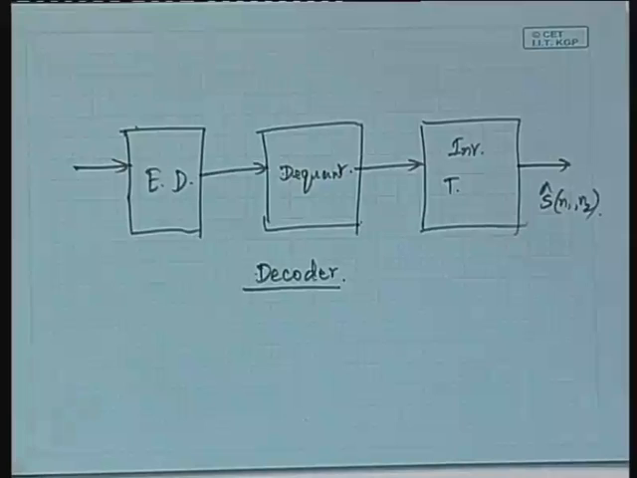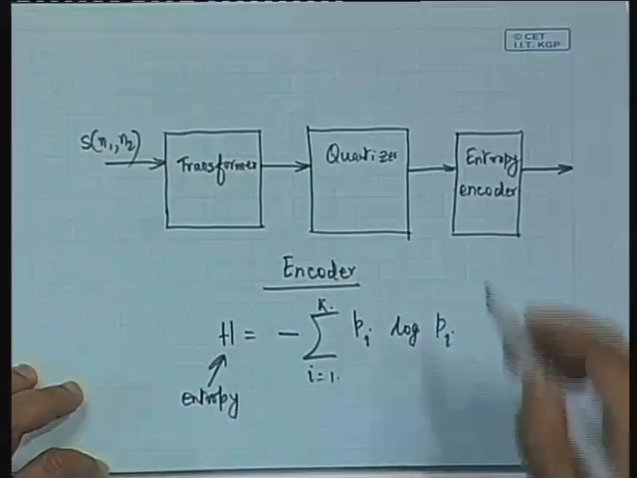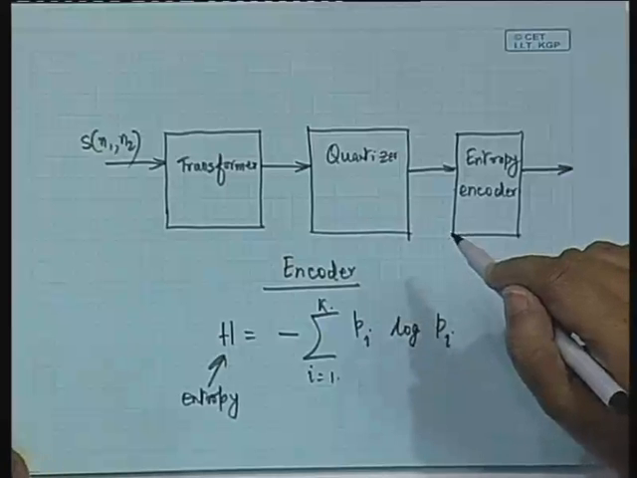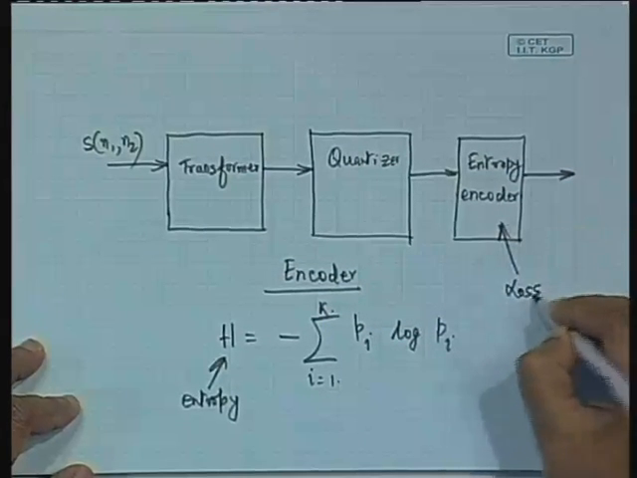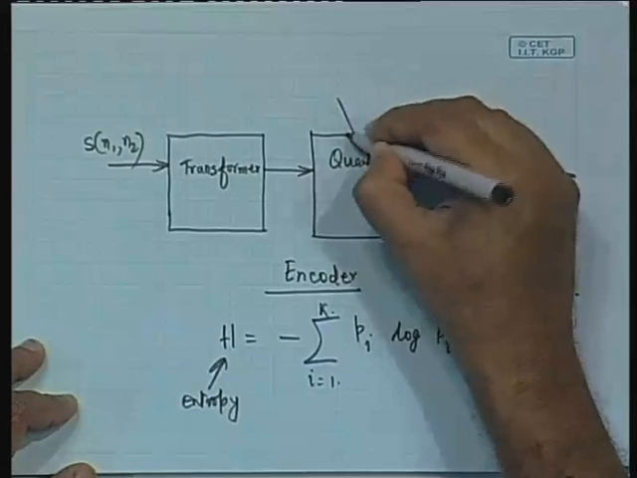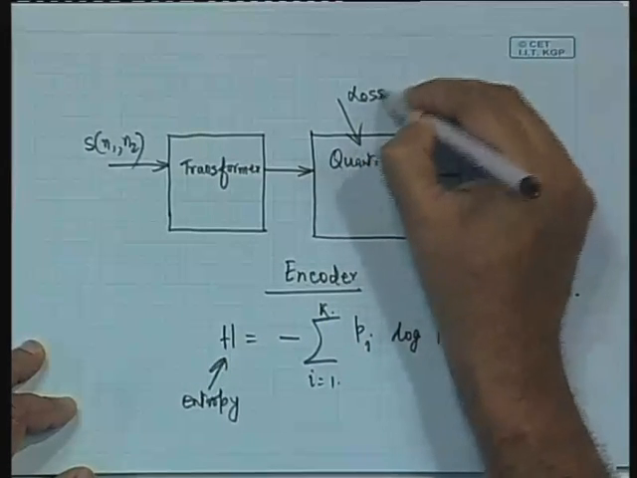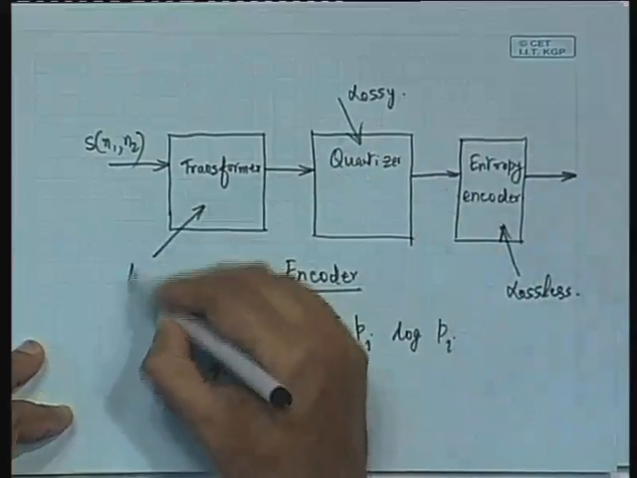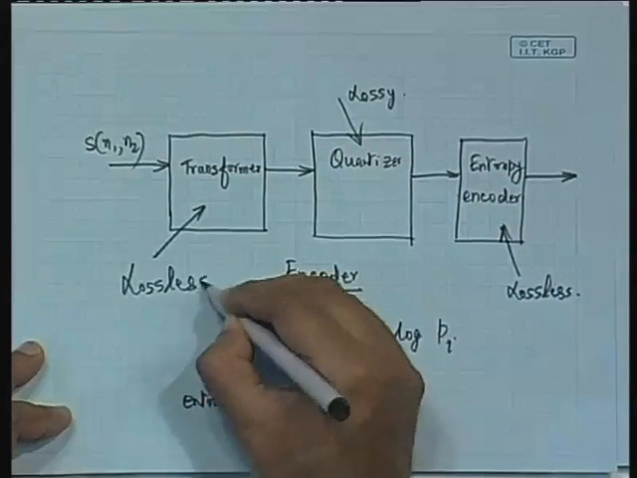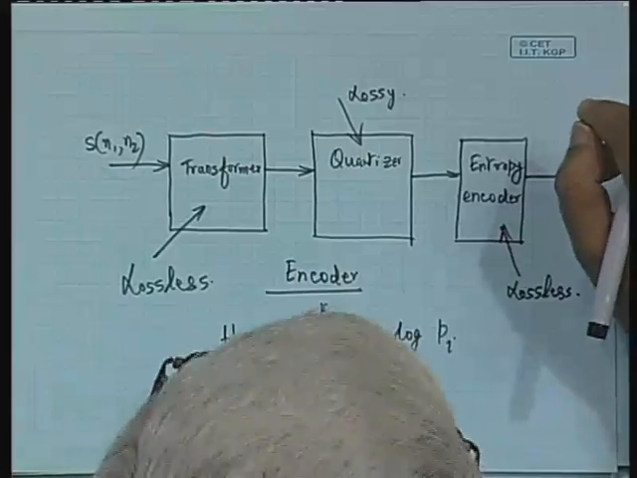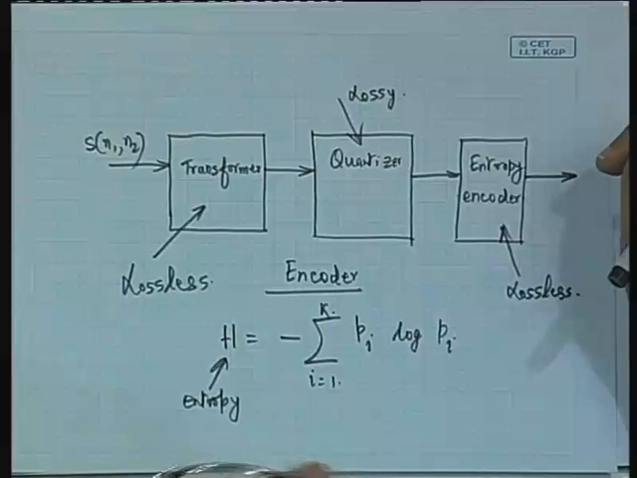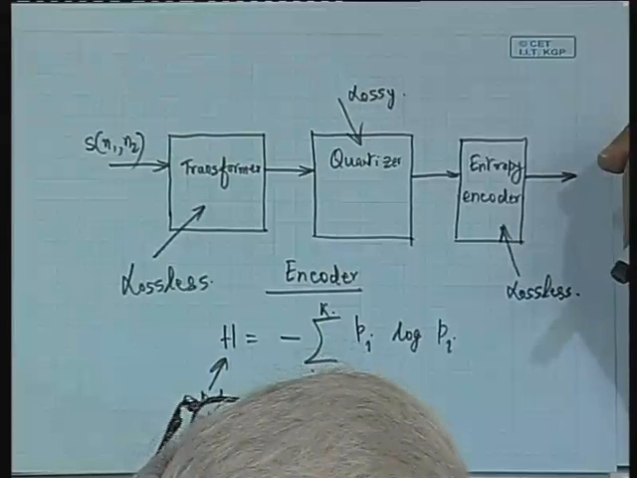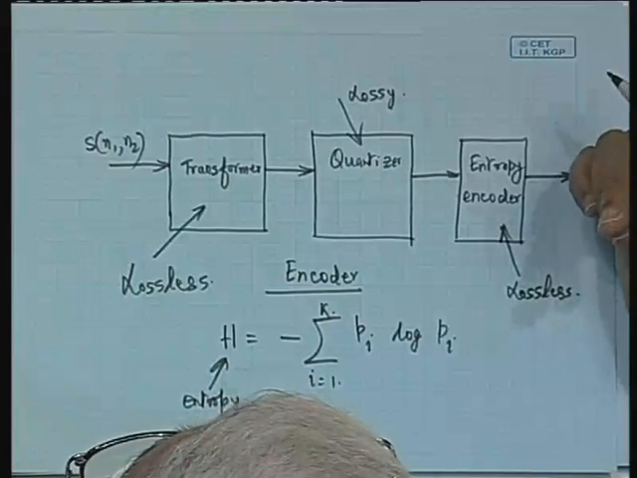Now, in this process, the entropy encoding process is a totally lossless process. So, this block is a lossless block, quantizer is a lossy block, and transformer is yet another lossless block. Now, somehow if we could encode without using the quantizer, in that case what would have resulted is a lossless compression. Lossless compression is possible to achieve.